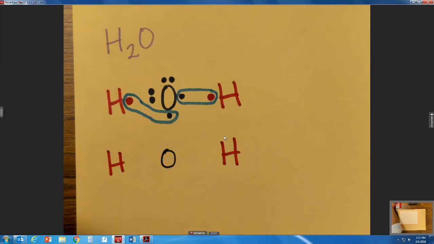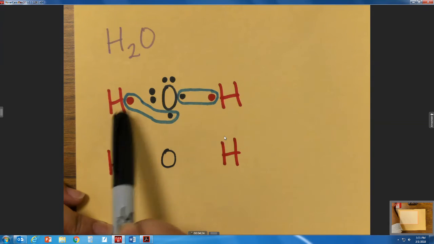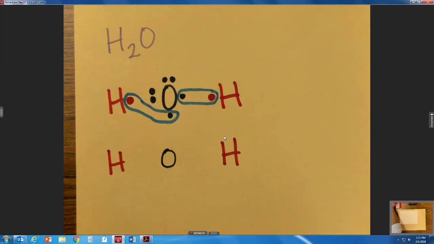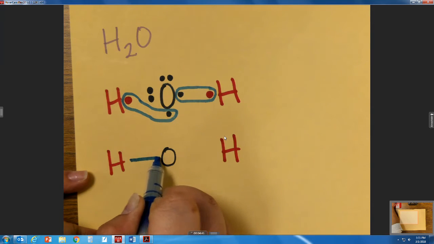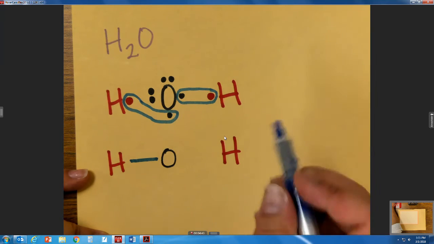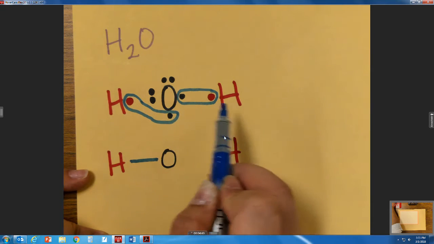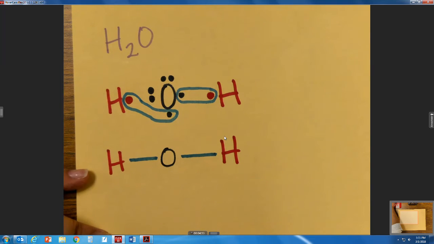Okay, and we're going to look at what we drew above. So between this hydrogen and this oxygen, how many bonds did we create, or how many valence electrons are being shared? Well, we have 1 bond. Between this hydrogen and this oxygen, we created 1 bond. And between our second hydrogen and oxygen, they created 1 bond as well. So we'll have another bond right there.